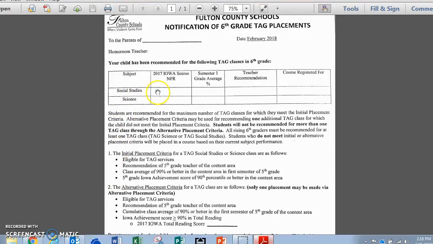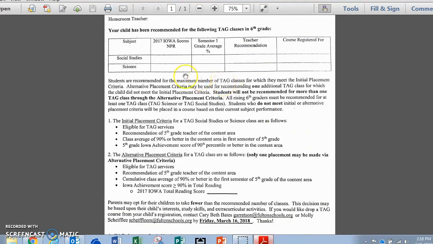So if your child has 90 or greater, yes for the teacher recommendation, they will be registered in that TAG class. If they do not meet, and usually the area that will not be the met component is the Iowa scores. So if the Iowa score is less than 90%, they cannot be registered using the initial placement criteria in that TAG class. So then we look to the alternative placement criteria.